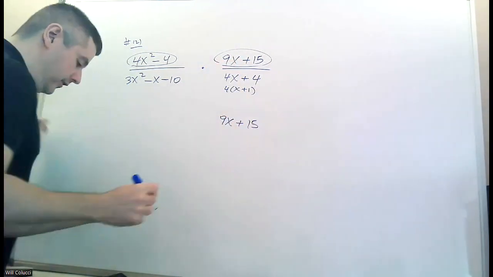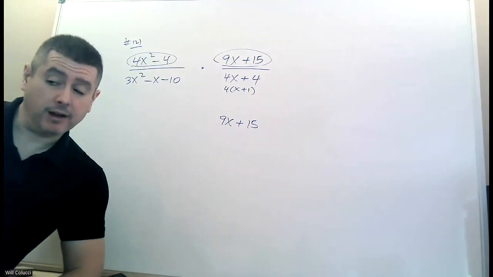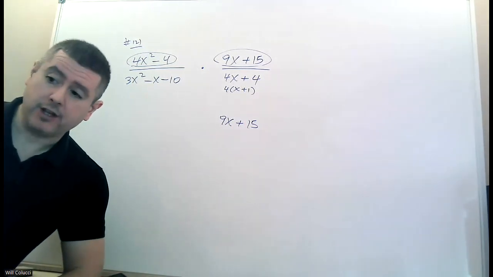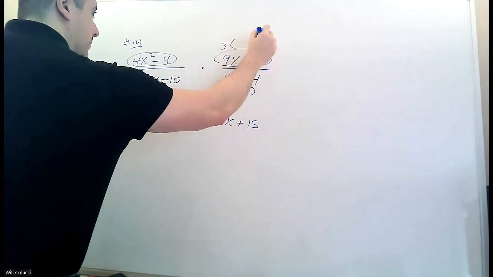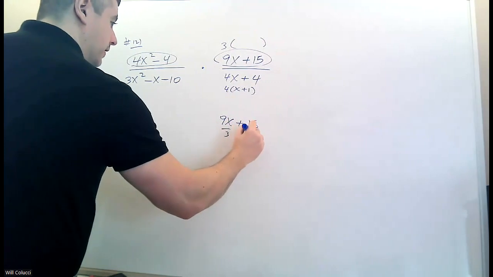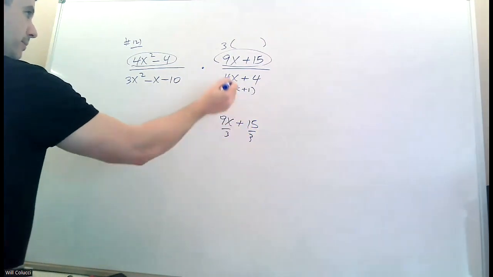You know, it's tricky to spot. There's nothing in common. They don't have a letter in common, but 9 and 15 are both divisible by 3. So you would have to factor a 3 out from here. Now you have to be careful when you do it, right? You're going to just divide the numbers by 3. Put the 3 in the front.